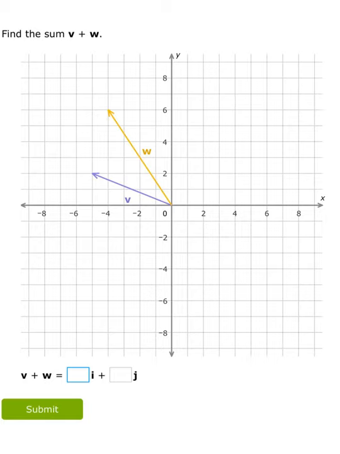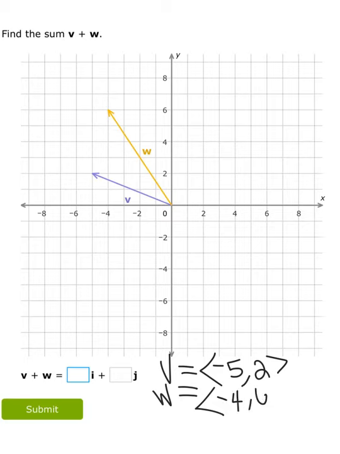Alright, last example. We need to find the sum of vector V plus W. You could use the parallelogram method if you wanted to, or just add the vectors together. So if I know the component form of vector V is -5, 2, and then the component form of W is -4, 6. Once again, I can just add those together.